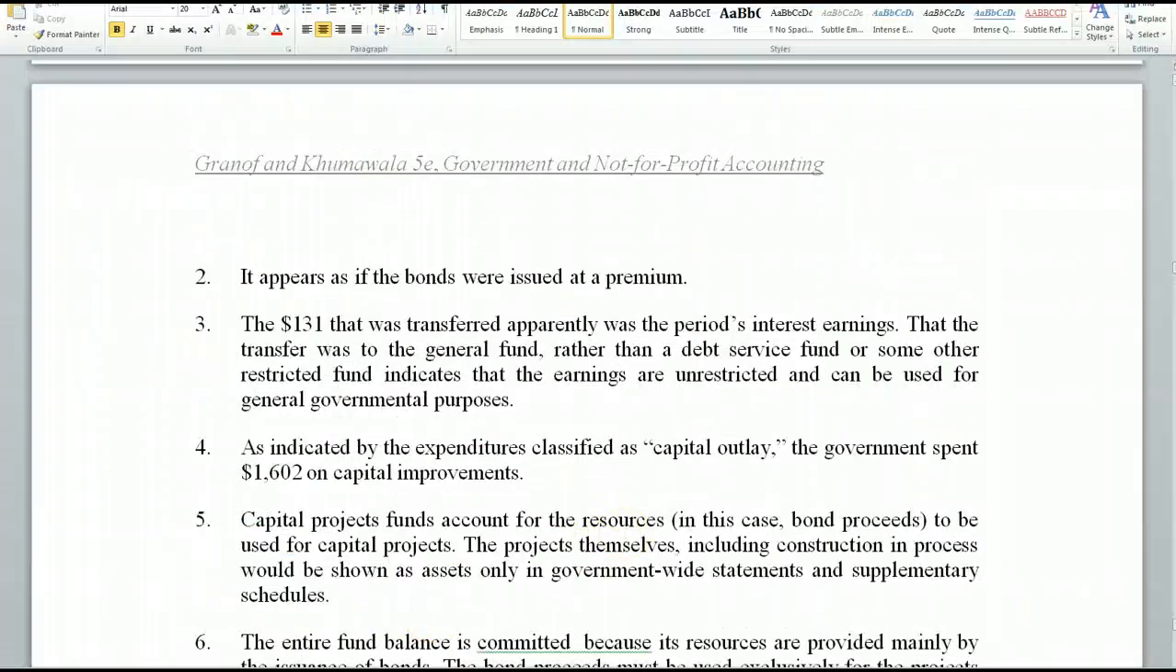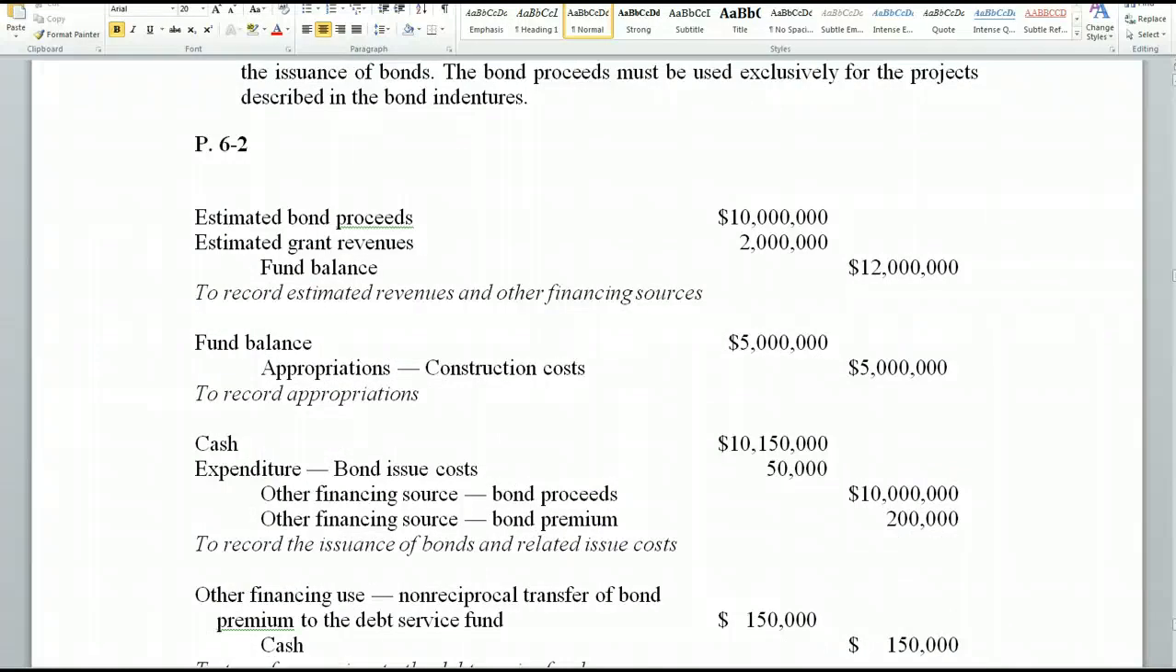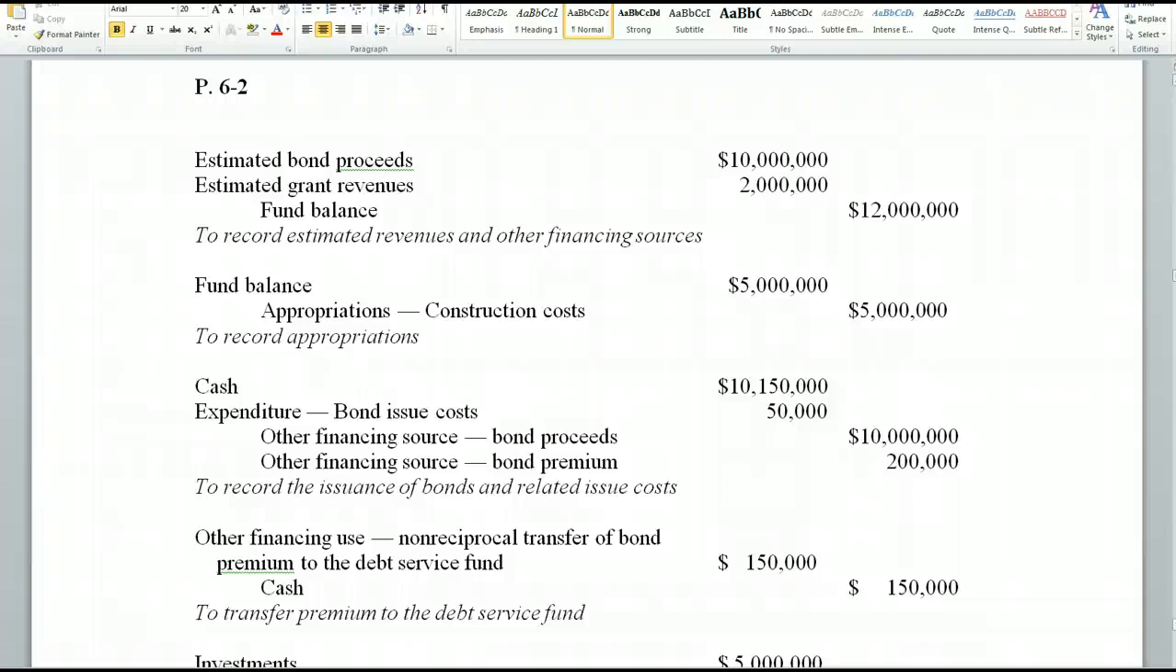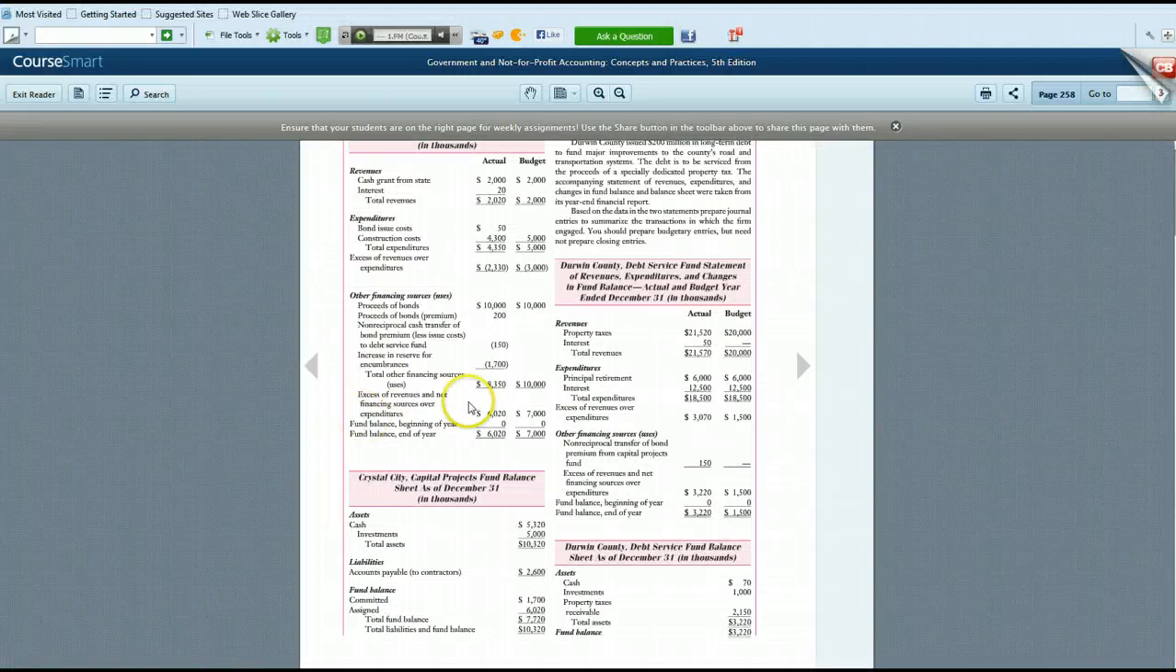So let's take a look initially at the bonds. We see here that the city issued bonds and signed and encumbered $6 million in contracts. Our estimated proceeds from bonds, as we're able to tell from the financial statement, I'll go back here and show you, proceeds of bonds, we budgeted $10 million, we actually incurred $10 million.